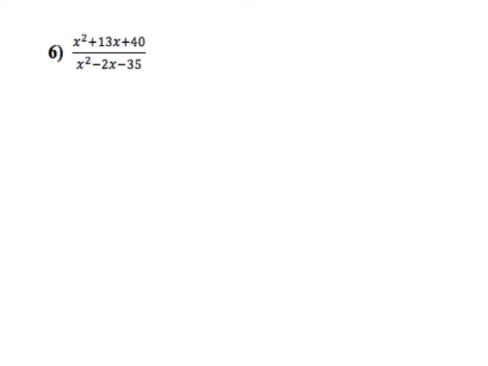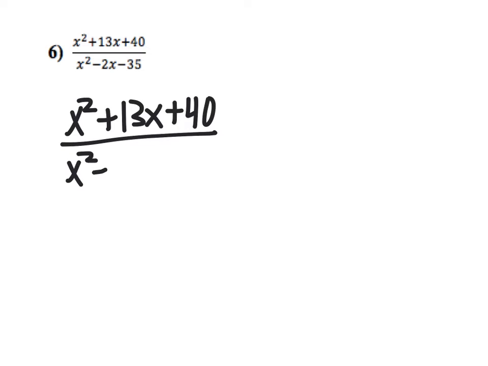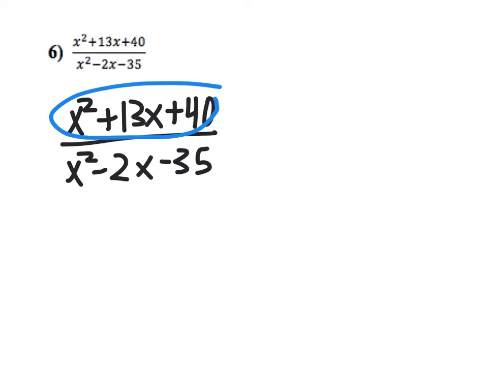For number 6, we have x squared plus 13x plus 40, and then we're dividing by x squared minus 2x minus 35. We're going to simplify the top first. To do that, I'm going to try to do the x method. We want something that multiplies to 40 and adds, that's a plus, to 13. So we have to find something that multiplies to 40, adds to 13.